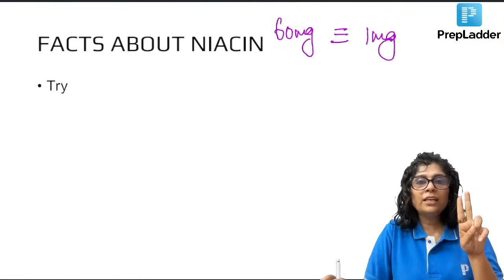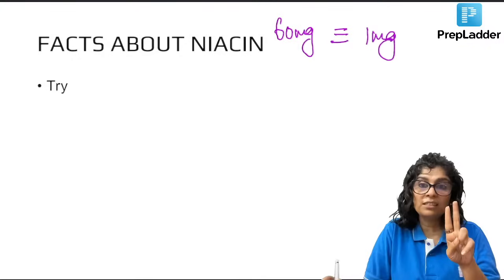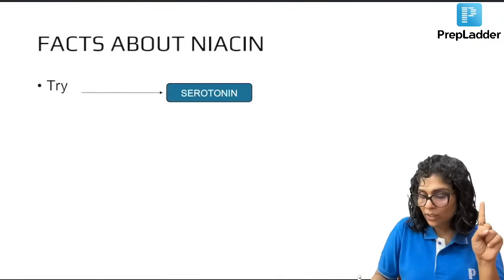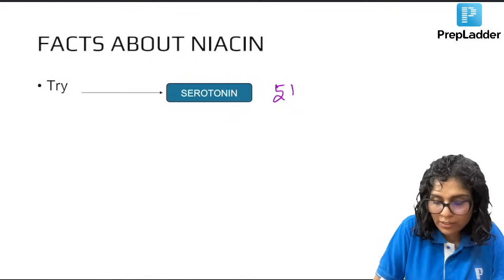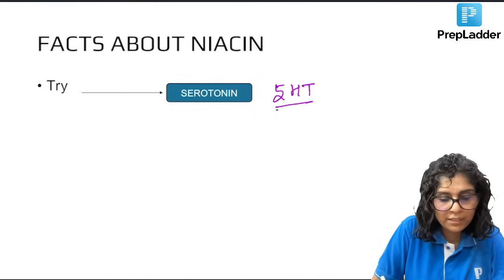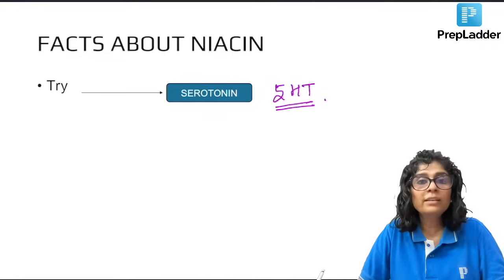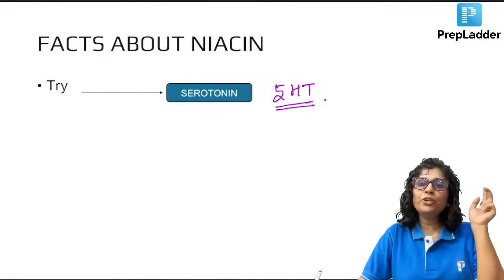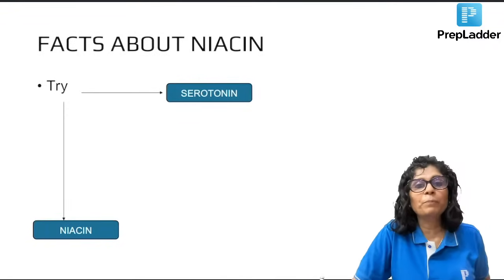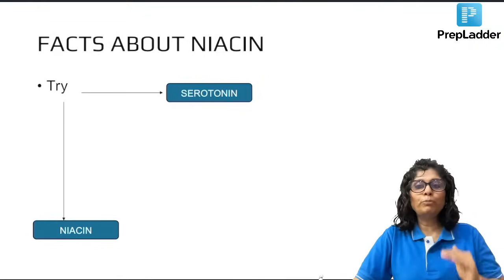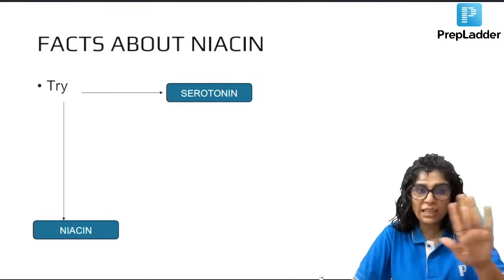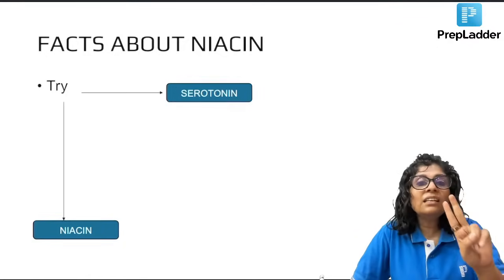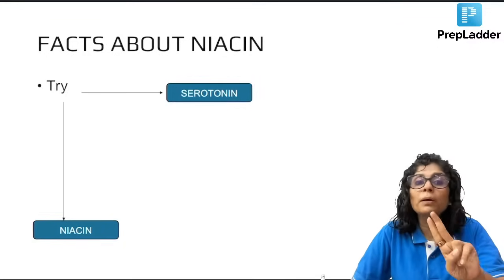Second fact, tryptophan is necessary for synthesizing two substances. One is serotonin. From tryptophan, you can synthesize serotonin because what is serotonin? 5-hydroxytryptamine. Second is from tryptophan, you can also synthesize niacin. For you to convert tryptophan to niacin, there are two enzymes which are necessary. There are many enzymes, but there are two clinically significant enzymes that you should remember.